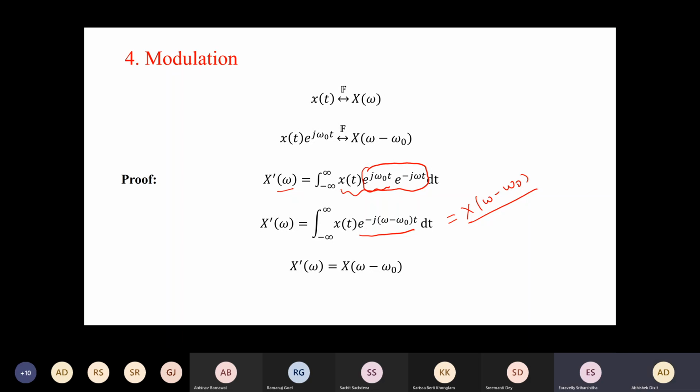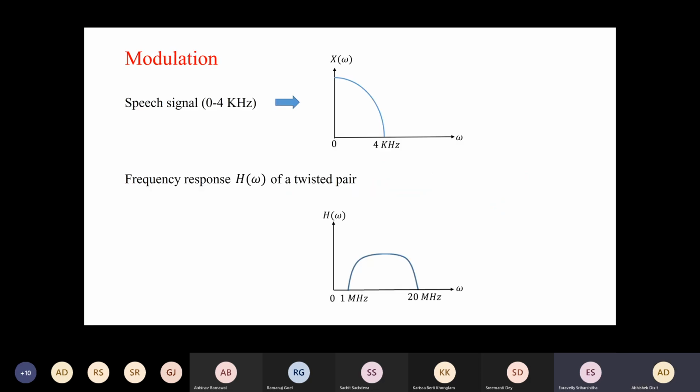What do you think is the importance of this modulation? It's very commonly used in communication systems. One very important modulation example that I can give is that you can talk over landline telephones, which everyone might have used. In a landline telephone, the medium we use is a twisted pair, the cable that connects to your landline telephone. The frequency response H(omega) of a twisted pair looks something like this. Basically it goes from 1 megahertz to 20 megahertz.